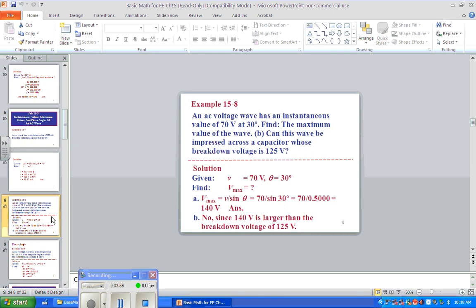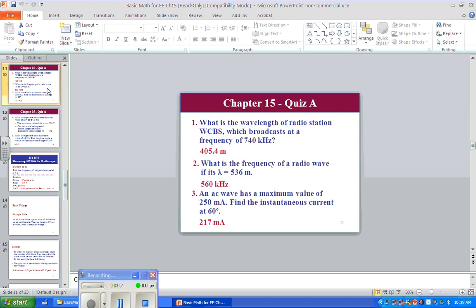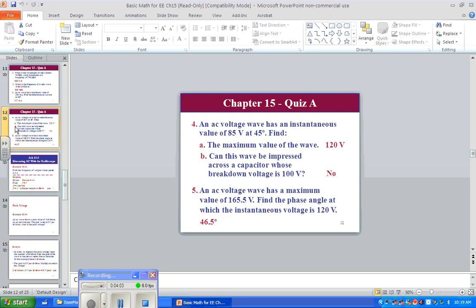Instantaneous value, 70 volts at 30 degrees. We did that, didn't we? Half of 70 volts, 35 volts. We did that before. Let's see here. Let's go to some of their quizzes. No, I don't want to go to their quizzes. I am going to go through, and so you have these to look at. There's that quiz. There's some more questions on the same one.